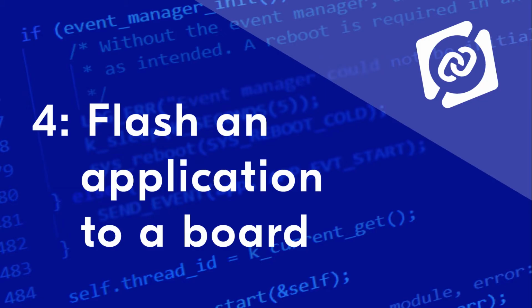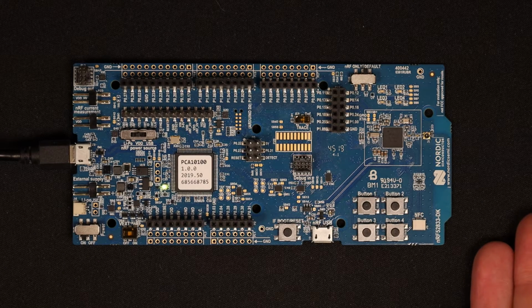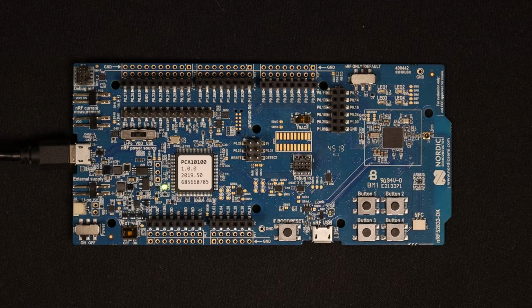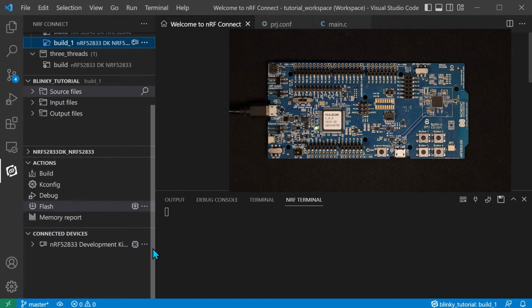To flash an application, we first have to connect a Nordic development kit or other development board compatible with our built application. Here I have already connected my nRF52833 development kit because that is what I readily had on hand, and that is what both of my application's build configurations are set up for. So if we scroll down here, we see that there's indeed an nRF52833 dev kit listed under the connected devices view. Flashing my application to this board is now very easy.